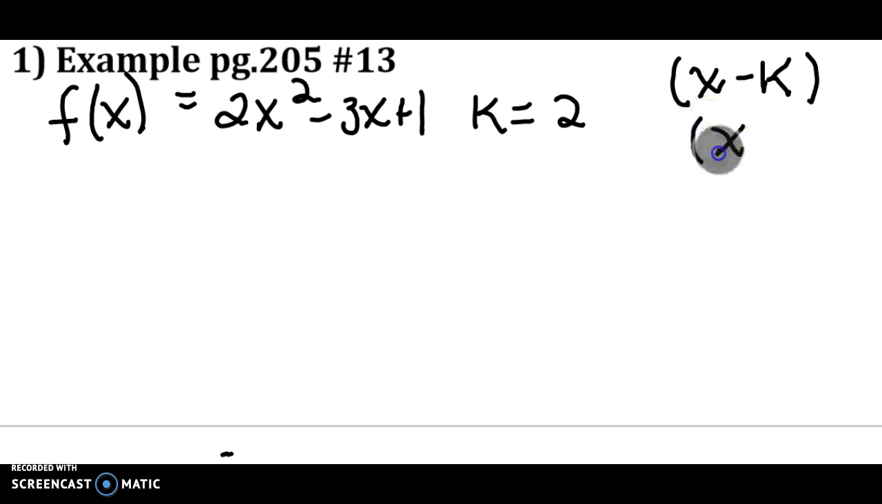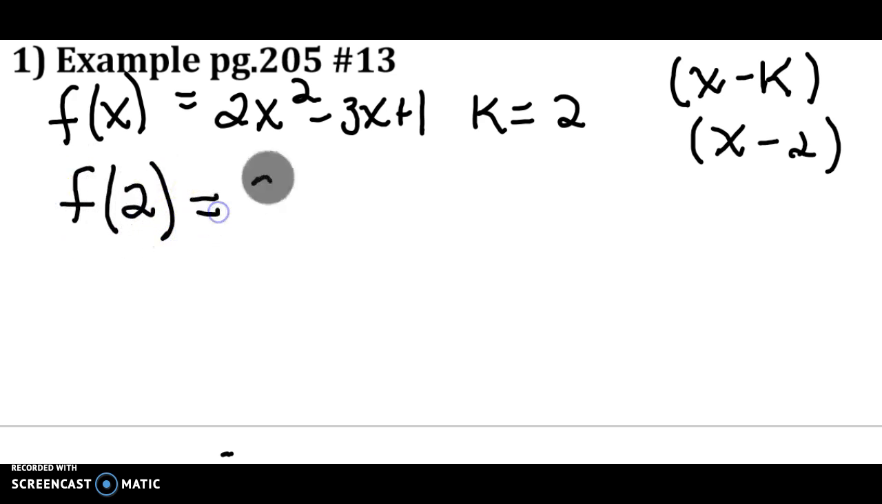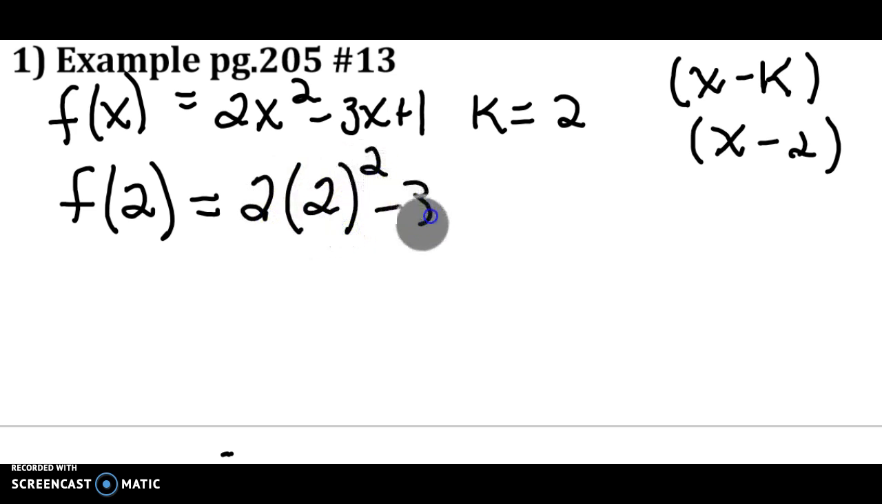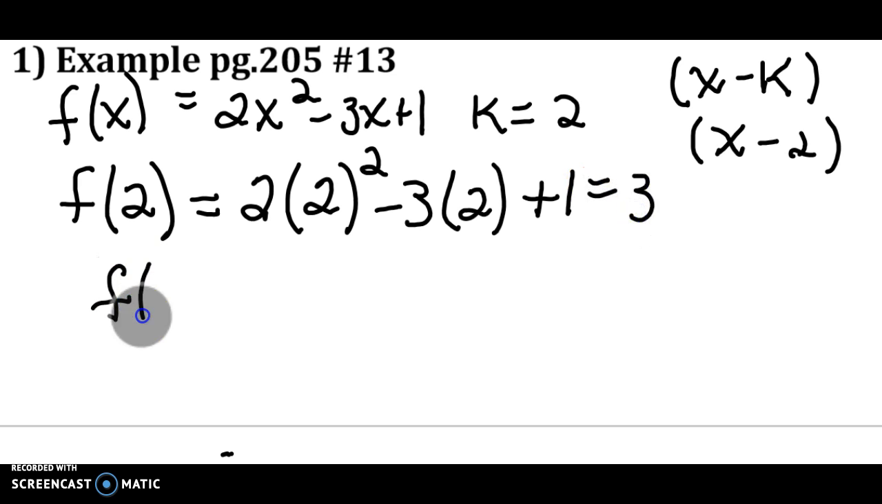So in our case, if we're assuming that k is 2, instead of using long division or synthetic division to divide that into the polynomial, what we can do is simply substitute 2 into the polynomial, and the value will give us the remainder. So we're going to substitute 2 in for x in our polynomial, and when we do that, we get the value of 3. So since f of 2 equals 3, that would be the remainder that we would get if we were dividing by x minus 2.